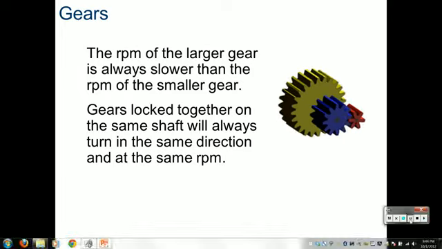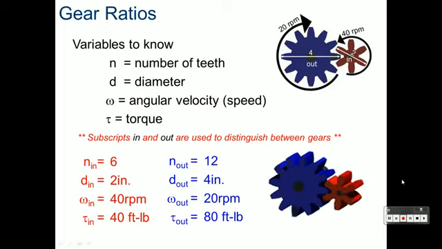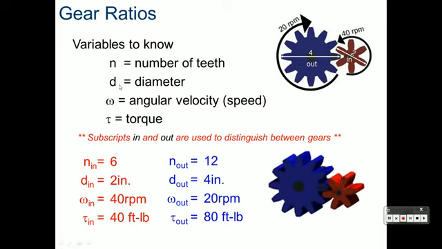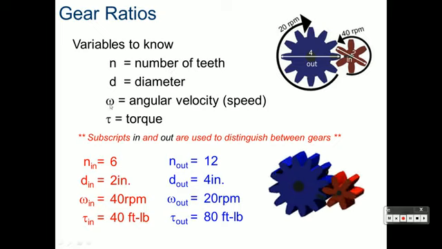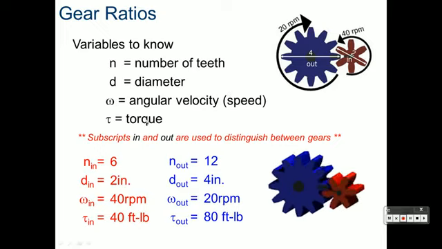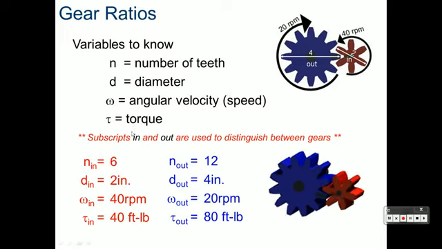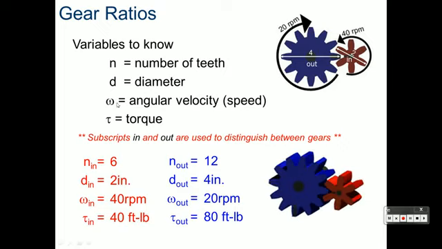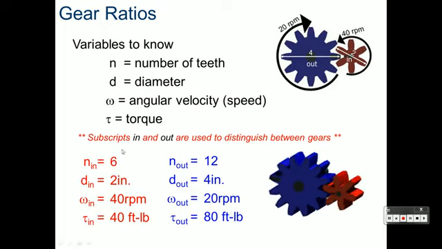Here's a list of a few variables that you need to know when it comes to gear ratios and gears. N stands for the number of teeth, D is the diameter, this is a lowercase rho, a Greek letter rho, which stands for angular velocity or speed, which we call RPMs, and this fancy looking T is considered for torque. When we look at, for instance, this red side here, we're looking at the red gear.